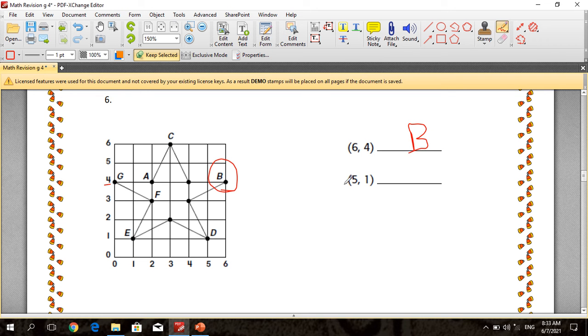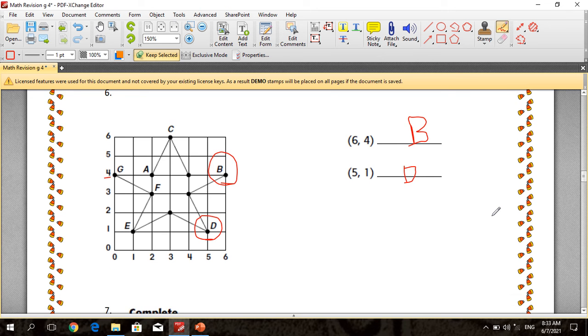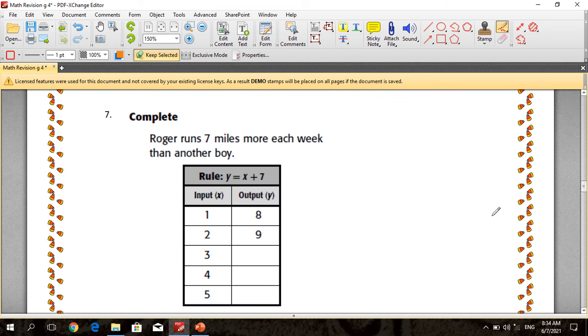Now let's see the second one. It's 5 and 1. Let's go to 5 and go up until we reach 1. The answer will be D. Okay? Now let's see the second question.